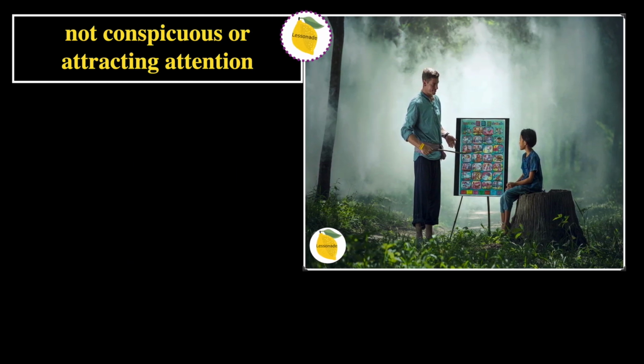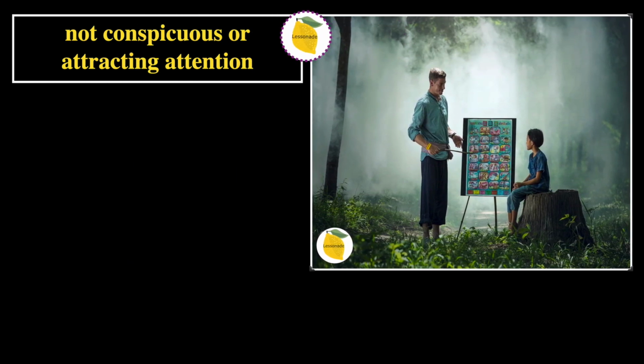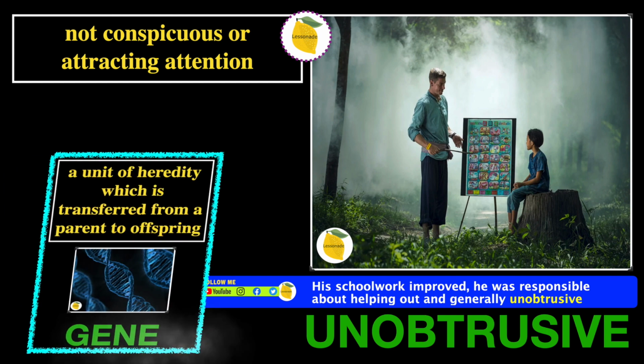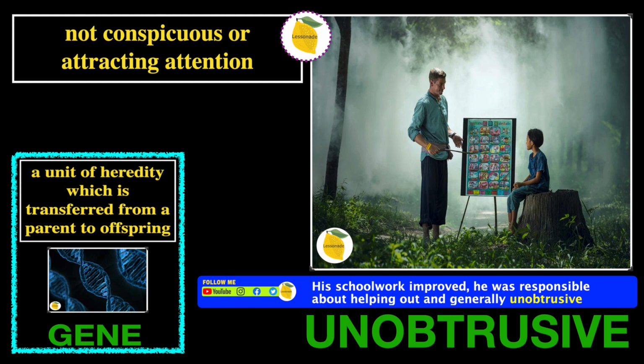The next one is not conspicuous or attracting attention. And in this picture we can see someone who is not conspicuous or attracting attention. And therefore the word will be unobtrusive. And the sentence for this word is, his schoolwork improved, he was responsible about helping out, and generally unobtrusive. So before we go into the next one, let's try to recall the previous slide. The word we learned in the previous slide is gene. Let's go on to the next one.